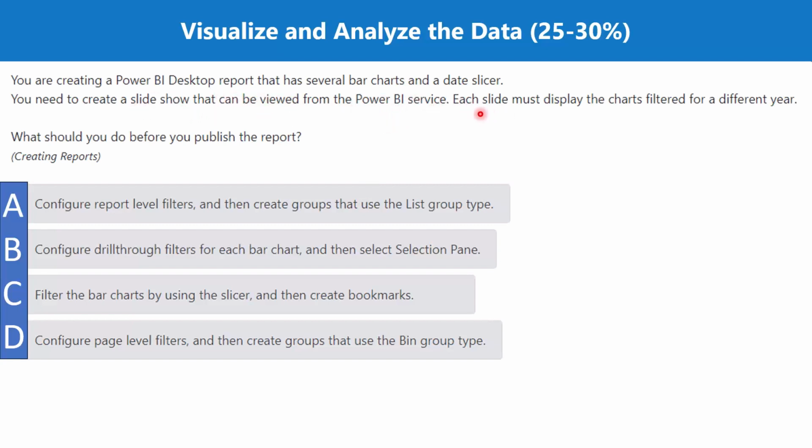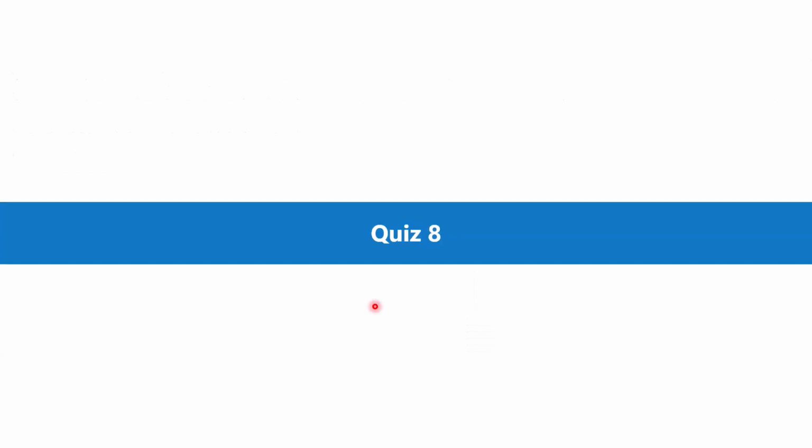want to achieve, is that each slide must display the charts filtered for a different year. So if we want to have this kind of an effect, we will basically be creating different views and then create bookmarks based on each view, and for each view we will filter the bar chart by using the slicer. So this option which uses the bookmark is the correct option.